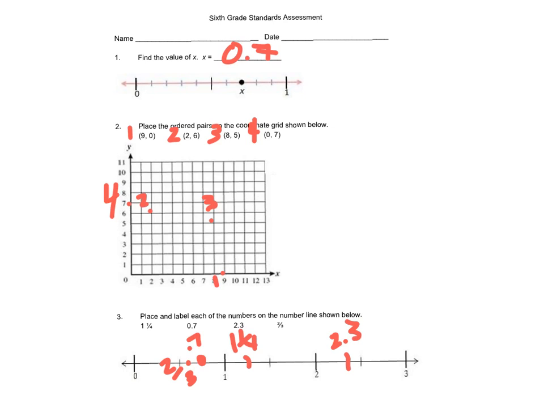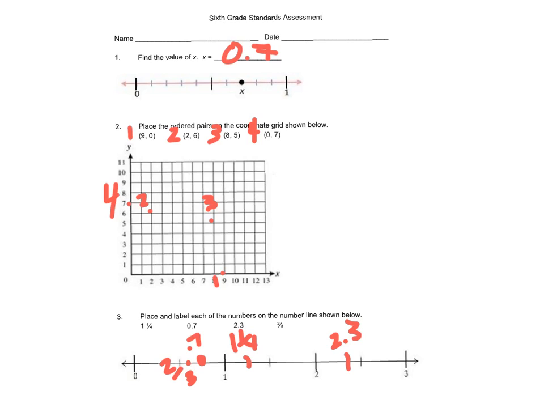All right, so let's take a look at these first three questions here. So here we have x, and x is equal to 0.7. And we know that because each one of these lines is 1/10, so the 7th tenth, 0.7.